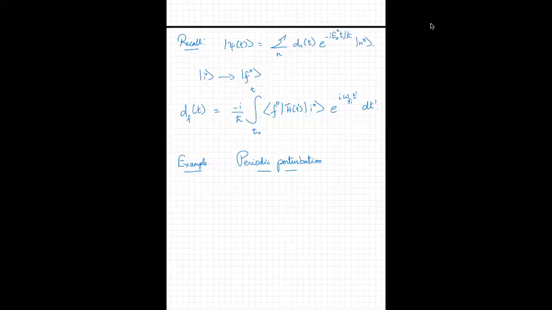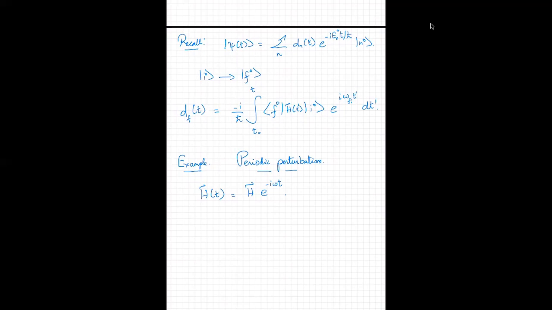By periodic perturbations, I simply mean that h tilde of t can be thought of as some part that is time independent, and all the time dependence comes from some periodic function, e to the i omega t. Of course, I can choose any periodic function. E to the i omega t is the simplest function to choose because any other periodic function can be expressed as some linear combination of the e to the i omega t. So I might as well choose this.